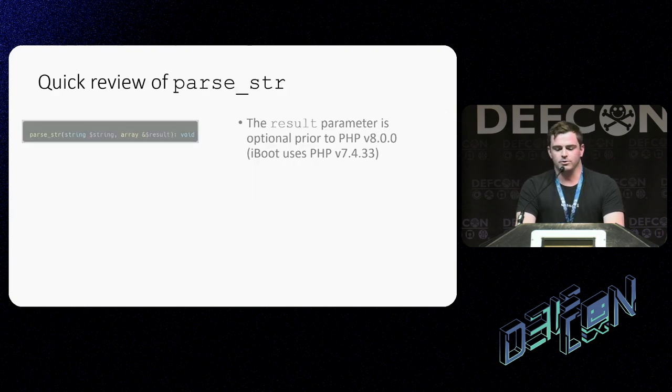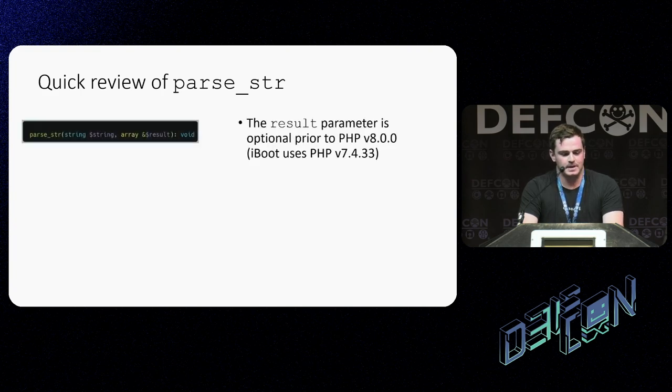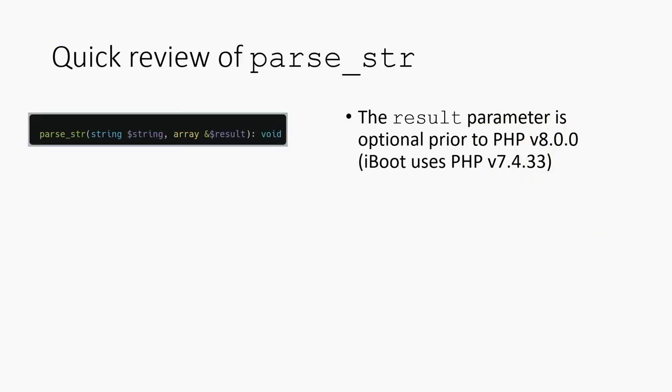So before we get to looking at the root cause of the vulnerability, we have to do a quick review of the PHP function parser. I don't know about you, but I had never heard of it before. I'm not a PHP programmer, so I'm sure that this won't be review for everybody. So here's the function signature. It takes two parameters. The first is called string. This is a URL parameter string, basically, just key value pairs separated by ampersands. And then there's a second argument called result, which is just an associative array to store those key value pairs.